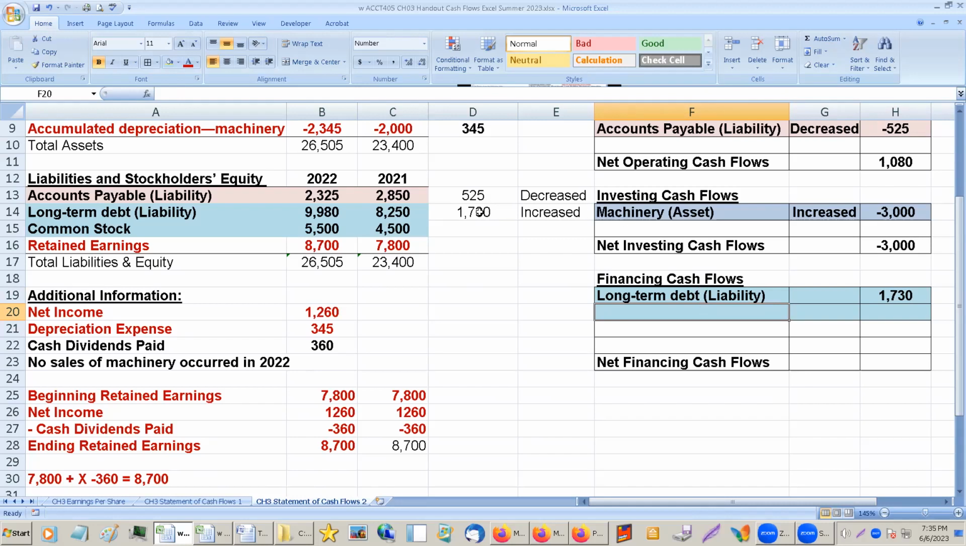Okay, and common stock also increased, right? So we must have sold more stock. We sold $1,000 more stock, so it will also go up. This is actually an equity account.